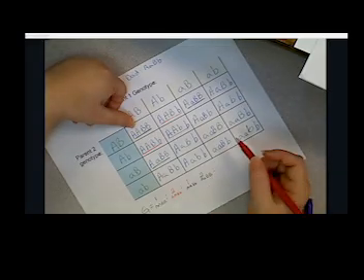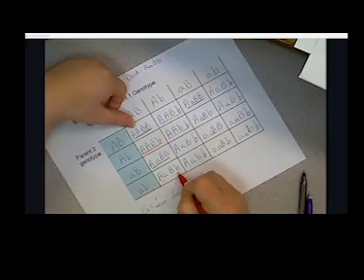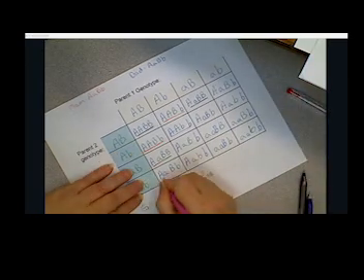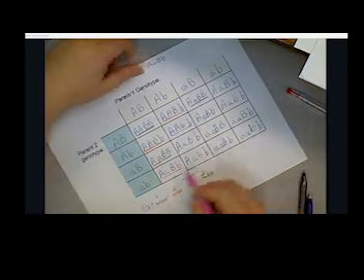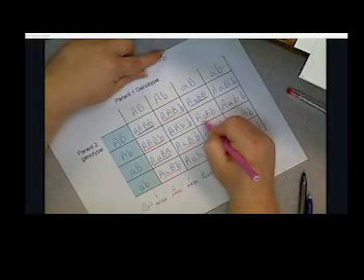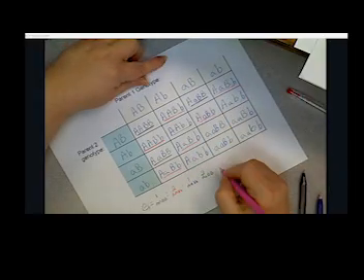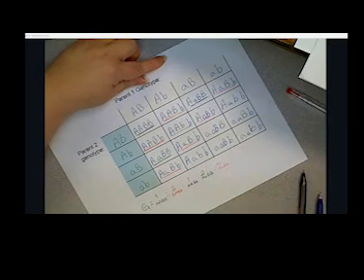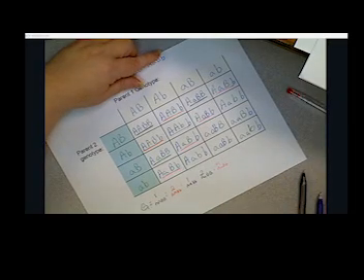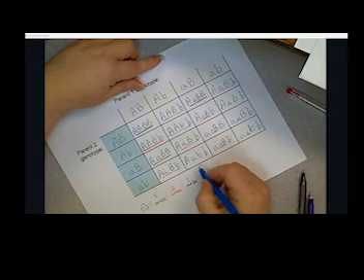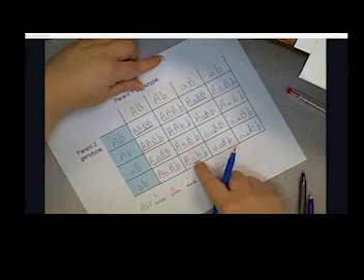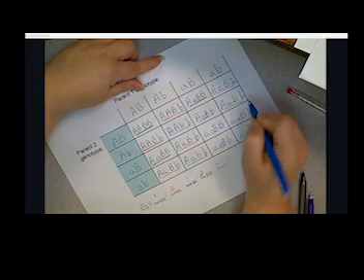Then we have, let's do pink. We haven't done pink yet. Can you see pink? Yes. Heterozygous for both. There are 4. And then we have heterozygous A, homozygous recessive B. There are 2.